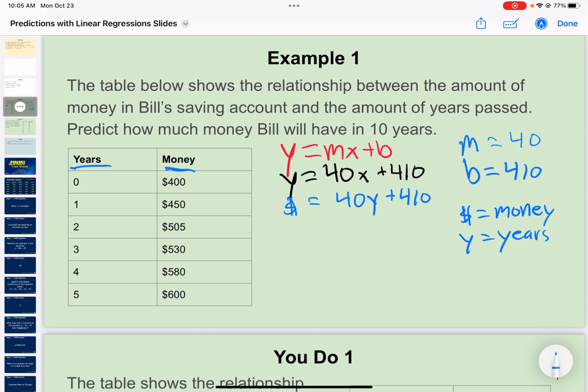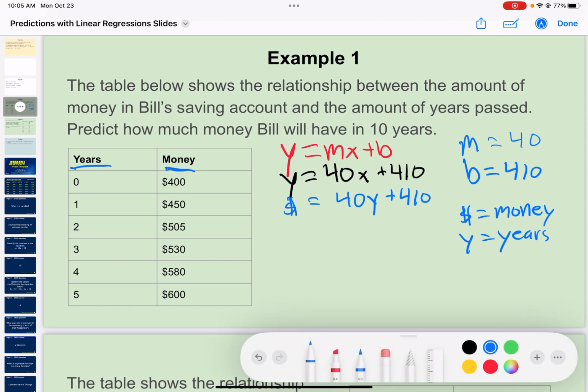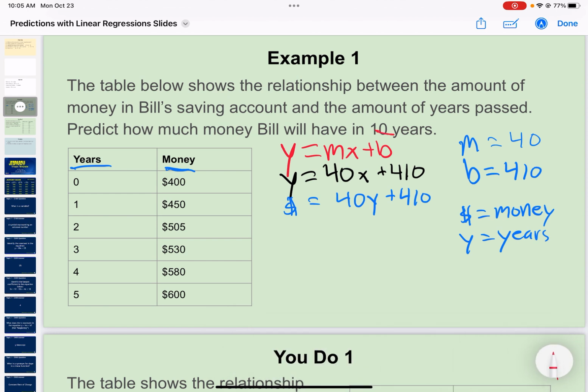All right, now that I have an equation, I can make predictions with it. That's the point of creating these equations. So I want to predict how much money Bill will have in 10 years. Well, 10 represents years. Y represents years in this equation. Variables are for unknowns. Years is no longer an unknown. So what I can do to make this prediction is plug it in.